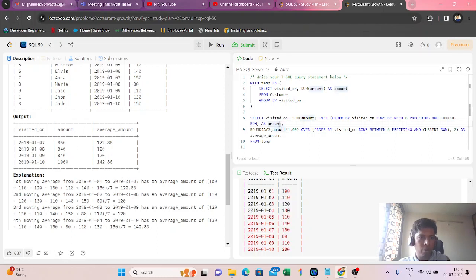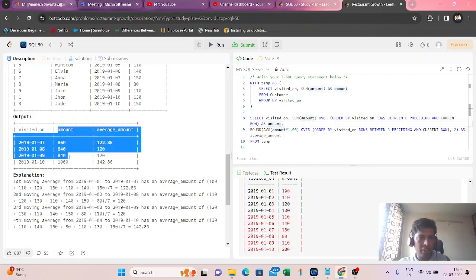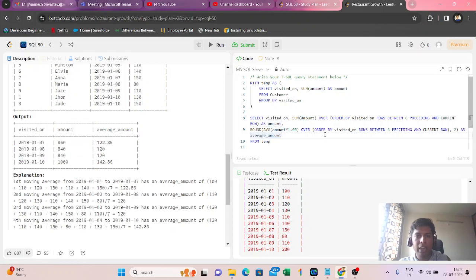So sum we have to calculate because if you see here, we have a column named sum in the output. Then comes the average amount. Average is also calculated like this only. We have done a rounding to 2 decimal places, that's why round is there. We have calculated average amount and then again over order by visited on rows between 6 preceding and current row. Same scenario, because again we have to find the moving average between the current row and the 6 rows preceding it. Now I will run this.